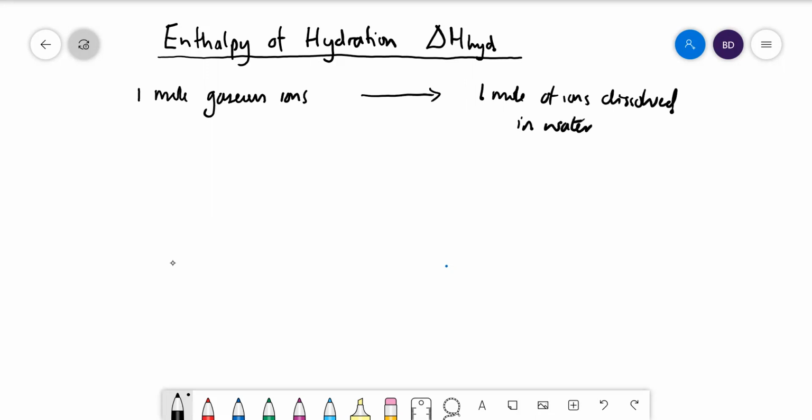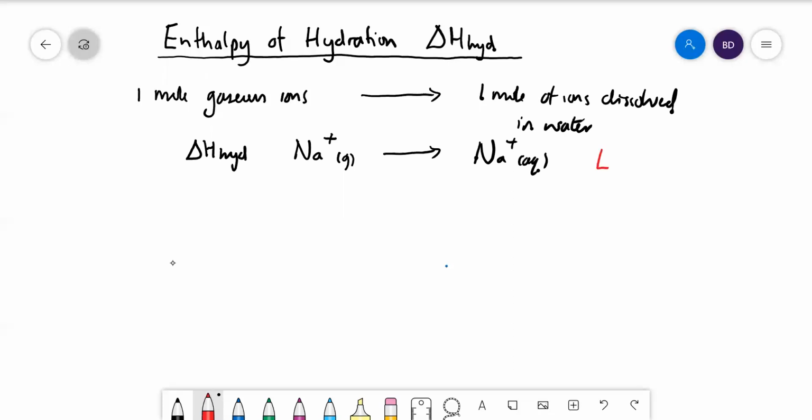So, for example, for sodium, delta H hyd would be Na+ gas goes to Na+ aqueous. If you think about that, you'll probably realize that delta H hydration is always quite strongly exothermic. When you get the gaseous ions and put them in water, it's always exothermic.